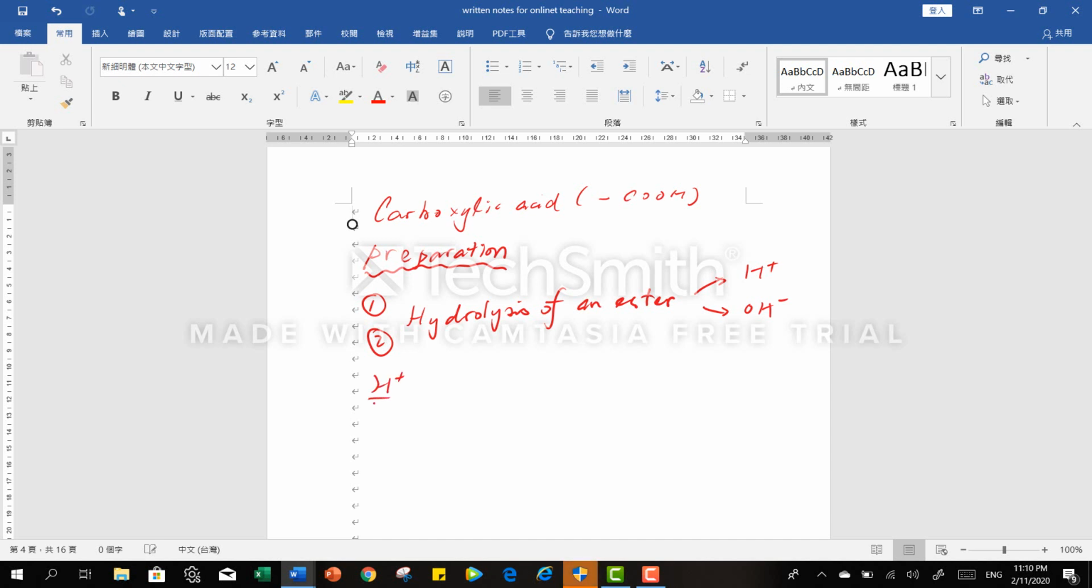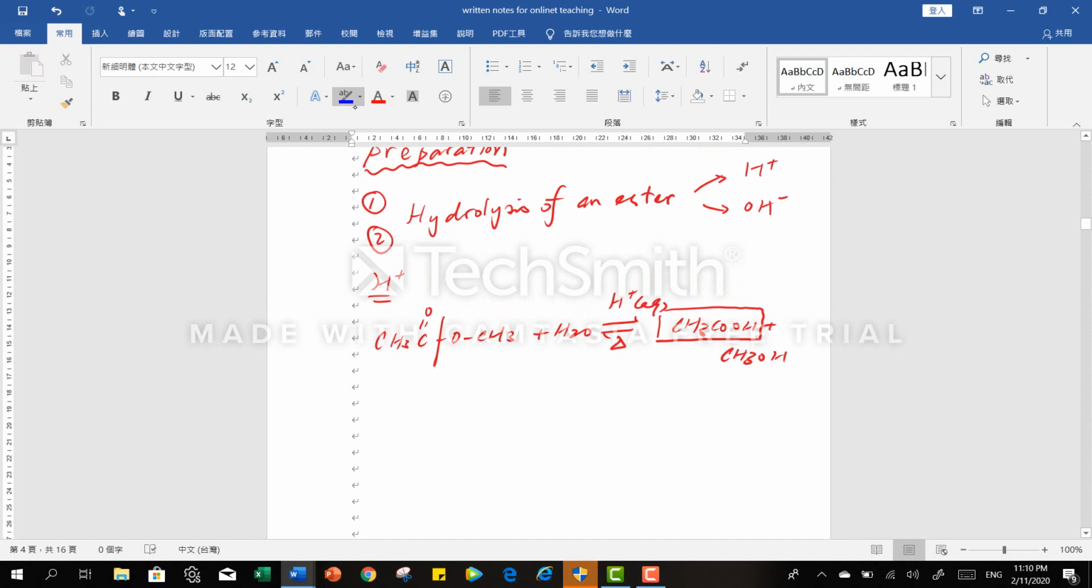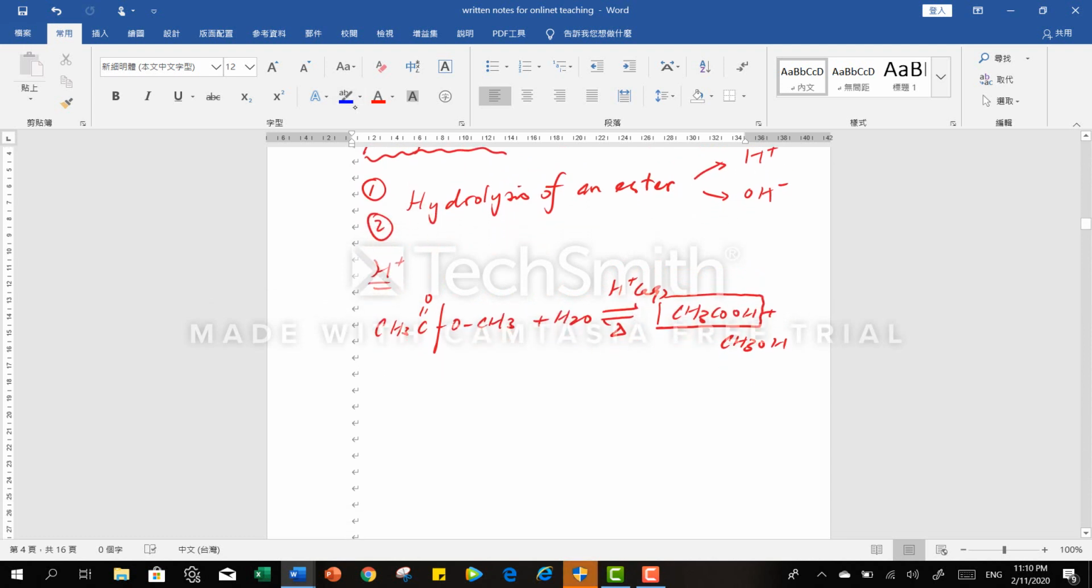Now for acidic, how can we prepare it? If you have an ester like that, then as what I told you yesterday, you hydrolyze it in acidic medium. This bond will be broken, then it will become like that, right? And together with the alcohol, then you can get the acid. Can you see that? You can get this acid, right? So this is the first reaction that we can produce acid from ester.